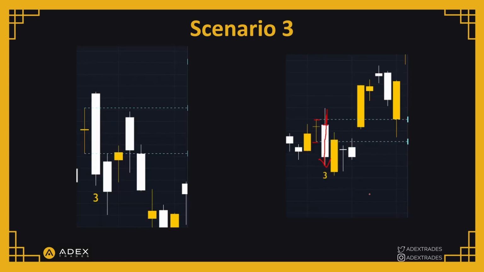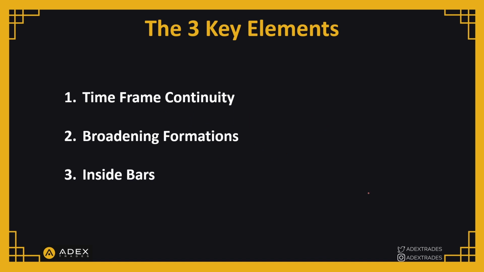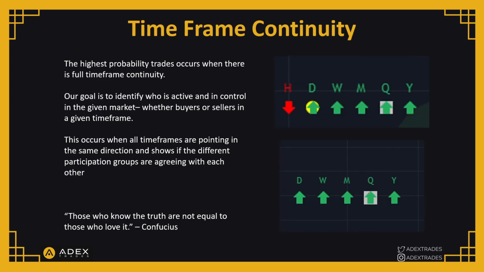Now I'm going to be going over the 3 key elements to the strat. The first one is time frame continuity, the second is broadening formations, and the third is inside bars. So the first is time frame continuity. Time frame continuity refers to achieving the highest probability of trades when one side is particularly present during that trade at that moment.